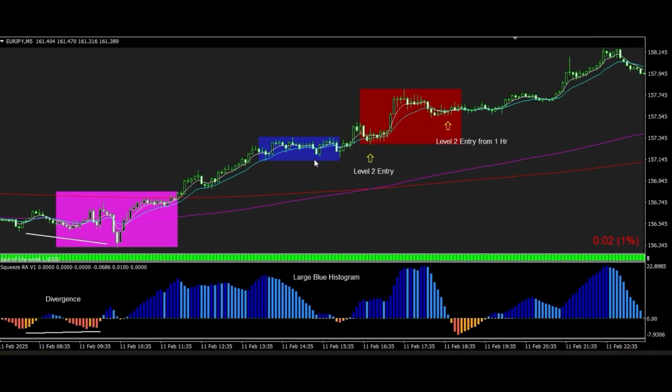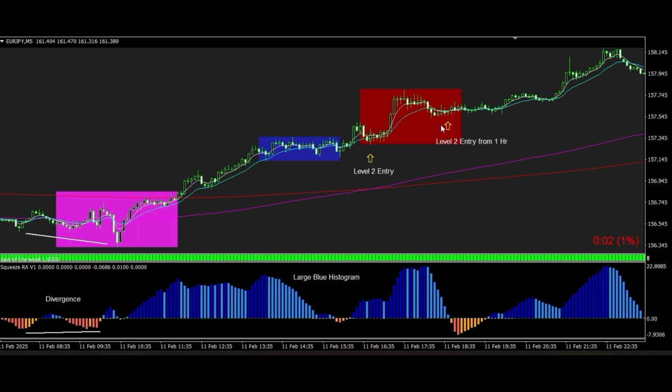So let's take a look at this trade. We see how price had a divergence here during the London session. Then during the pre-New York, it ranged. And we have a level 2 on this 5-minute chart. And price retraced to 38 to 50% during the New York session. You would have entered as you crossed the 5 EMA.